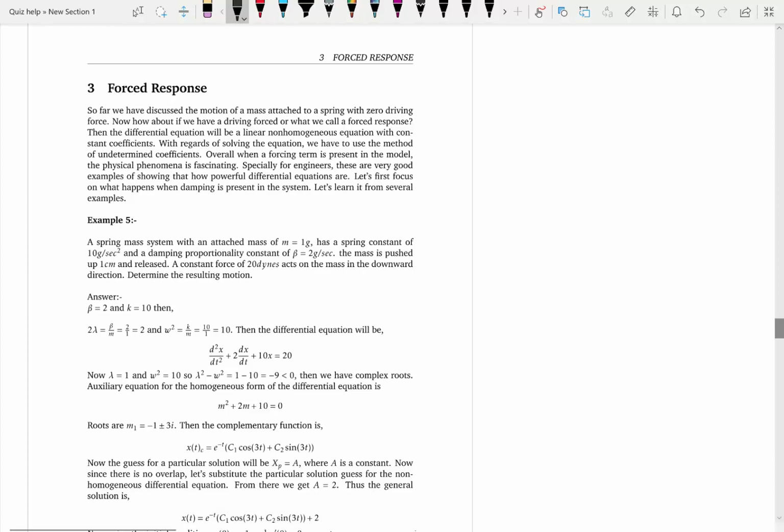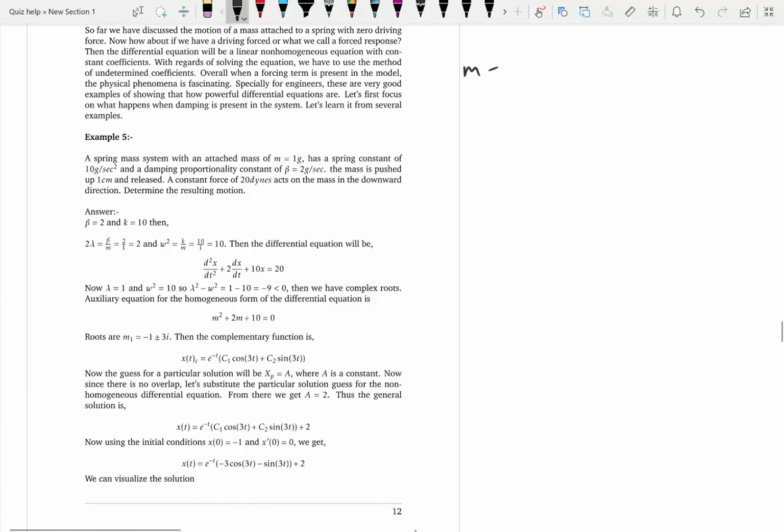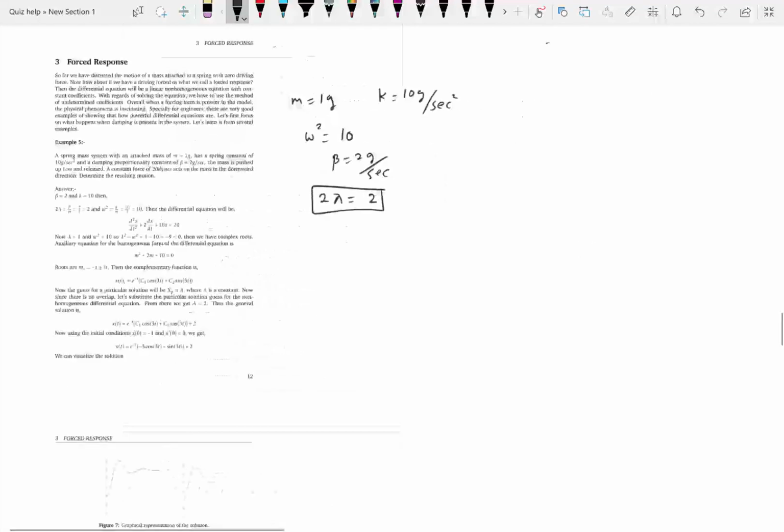So we have a spring mass system with a mass of m equal to 1 gram and the spring constant k is 10 gram per second square. So we can find w square, k over m, which is 10, right? And then the damping proportionality constant beta is 2 gram per second. So if you divide by mass, 2 lambda is going to be 2 over mass, which is 1. So 2 lambda is 2. So we can formulate the differential equation.